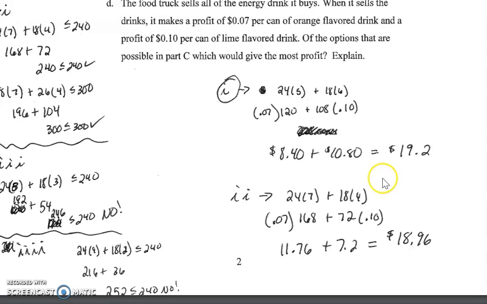And then part D, it says which would give the most profit. So we know that option 1 and 2 worked. Which one's going to be the most profit? So you're plugging in money and checking it out. Option 1 ends up actually making the most profit. Apologize, there should be a 0 there. It's $19.20.